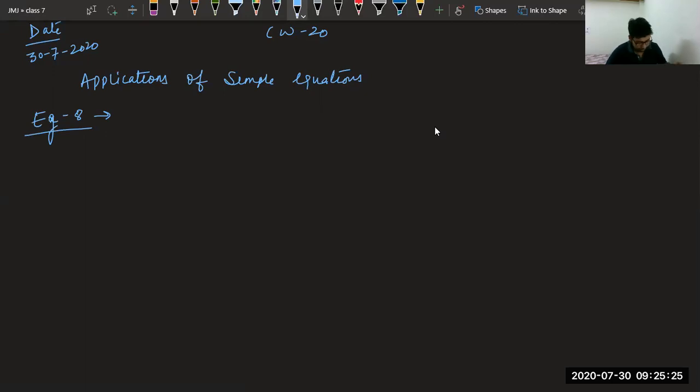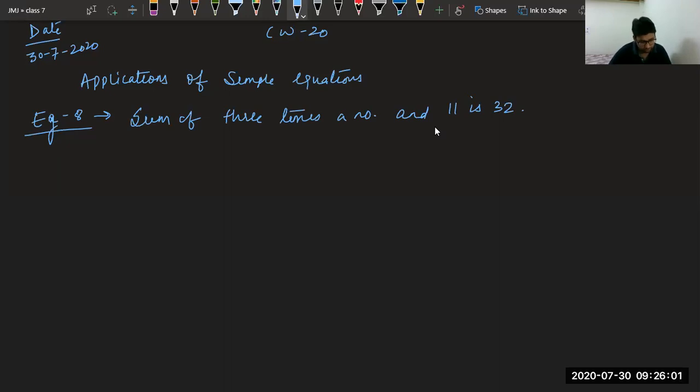Okay, now see. Example number 8 is saying the sum of 3 times a number and 11 is 32. All of you tell me the equation. Fast, tell me the equation. Sum of 3 times a number and 11 is 32. Find the number. What is the equation? All of you.